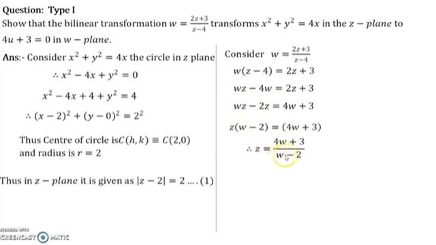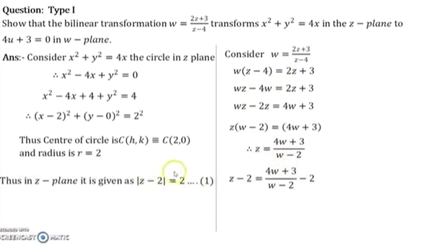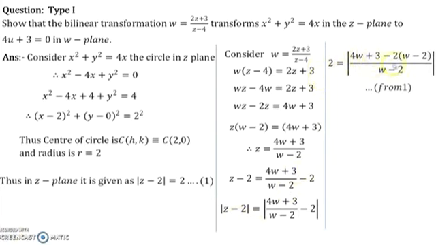So next I am finding the z value. We will get z = (4w + 3)/(w − 2). So this is our z value, after simplifying the given transformation. After expressing z in terms of w, we want to subtract 2 on both sides because we have the circle equation |z − 2| = 2. After subtracting, I will get z − 2 = (4w + 3)/(w − 2) − 2. Now I am taking modulus on both sides. We have |z − 2| = 2. Substitute that value in this equation.